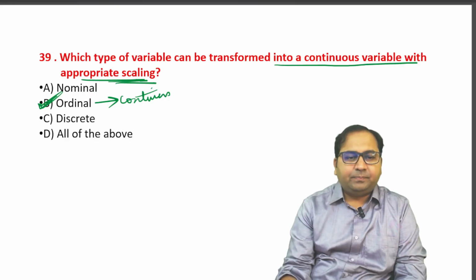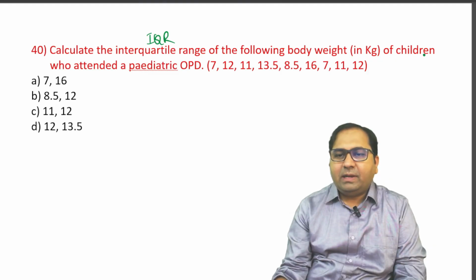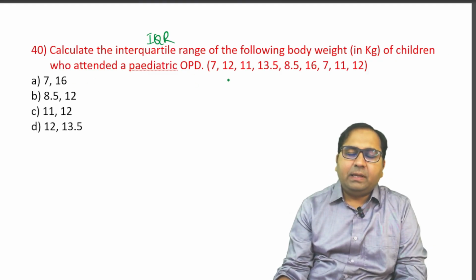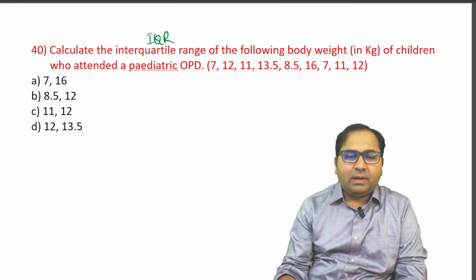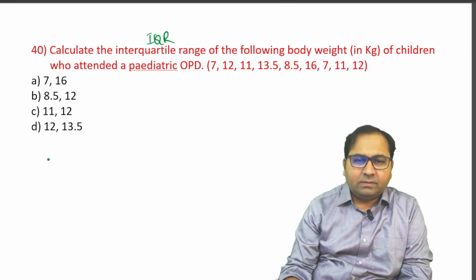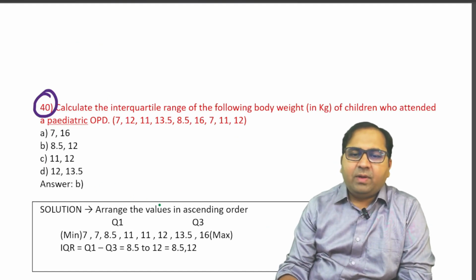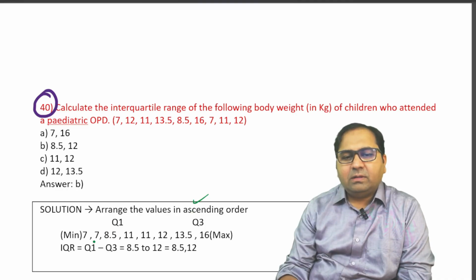Now, next question. Calculate the IQR, that is interquartile range, of the following body weight in kgs of children who attended pediatric OPD: 7, 12, 11, 13.5, 8, 16, 7, 11 and 12. How do you calculate? So first of all, arrange all the numbers in ascending order. Let us arrange the numbers. See, this is how you calculate. We have arranged all the values in the ascending order: 7, 7, 8.5, 11, 11, 12, 13.5 and 16.